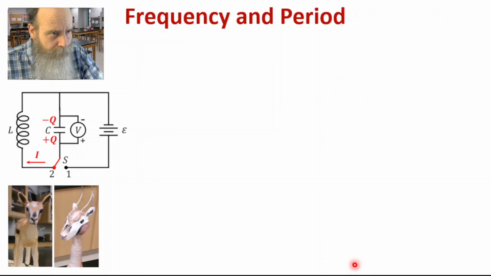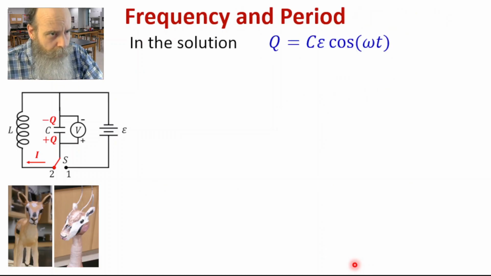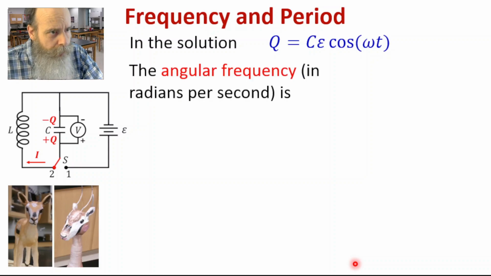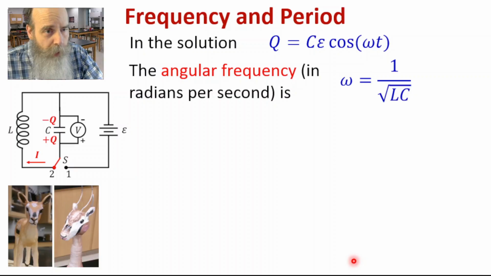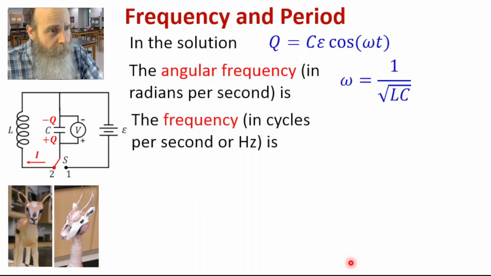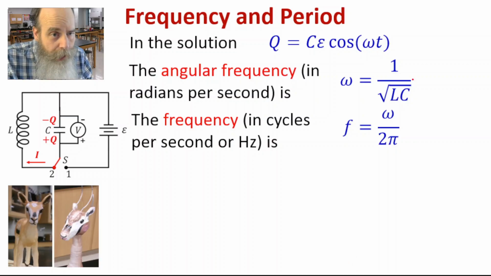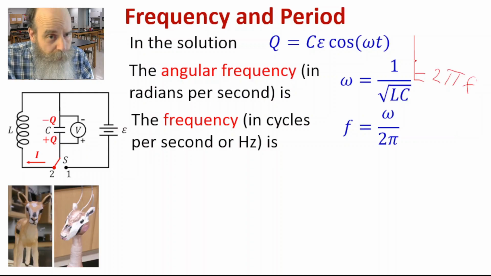Frequency and period. In the solution, Q equals CE cos omega t, the angular frequency in radians per second is omega equals 1 over square root LC. The frequency in cycles per second, or hertz, is f equals omega over 2 pi. We know this because omega equals 2 pi f, and so therefore f is omega over 2 pi.